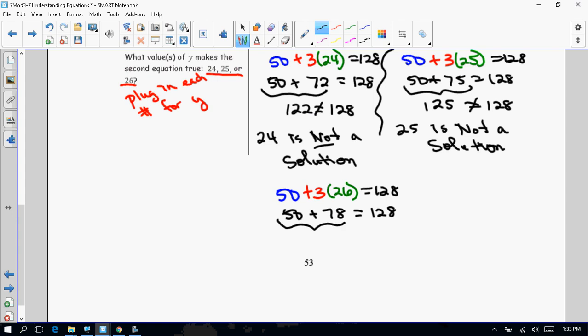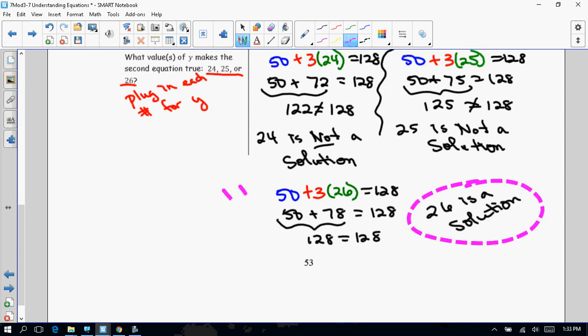50 plus 78 is 128. So 26 is a solution. You can always just plug a number into the equation and see if both sides equal each other, right? And there you go. Not too bad. Okay, let's take a look at what happens on the top of page 54.